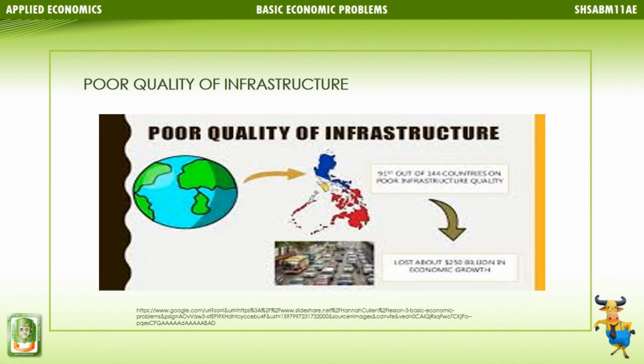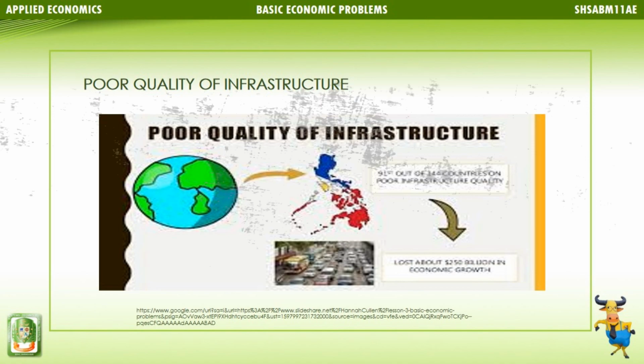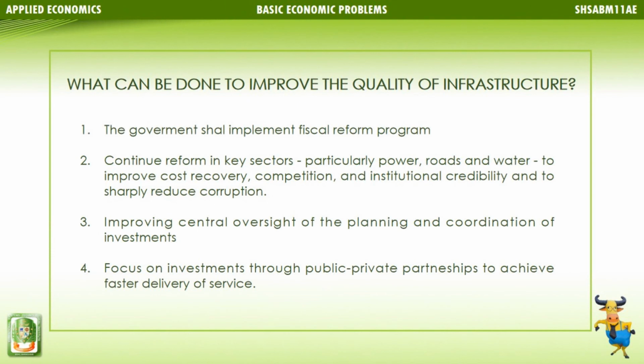Poor quality of infrastructure. What can be done to improve the quality of infrastructure? Number 1, the government shall implement fiscal reform program. Number 2, continue reform in key sectors, particularly power, roads, and water to improve cost recovery, competition, and institutional credibility, and to sharply reduce corruption.